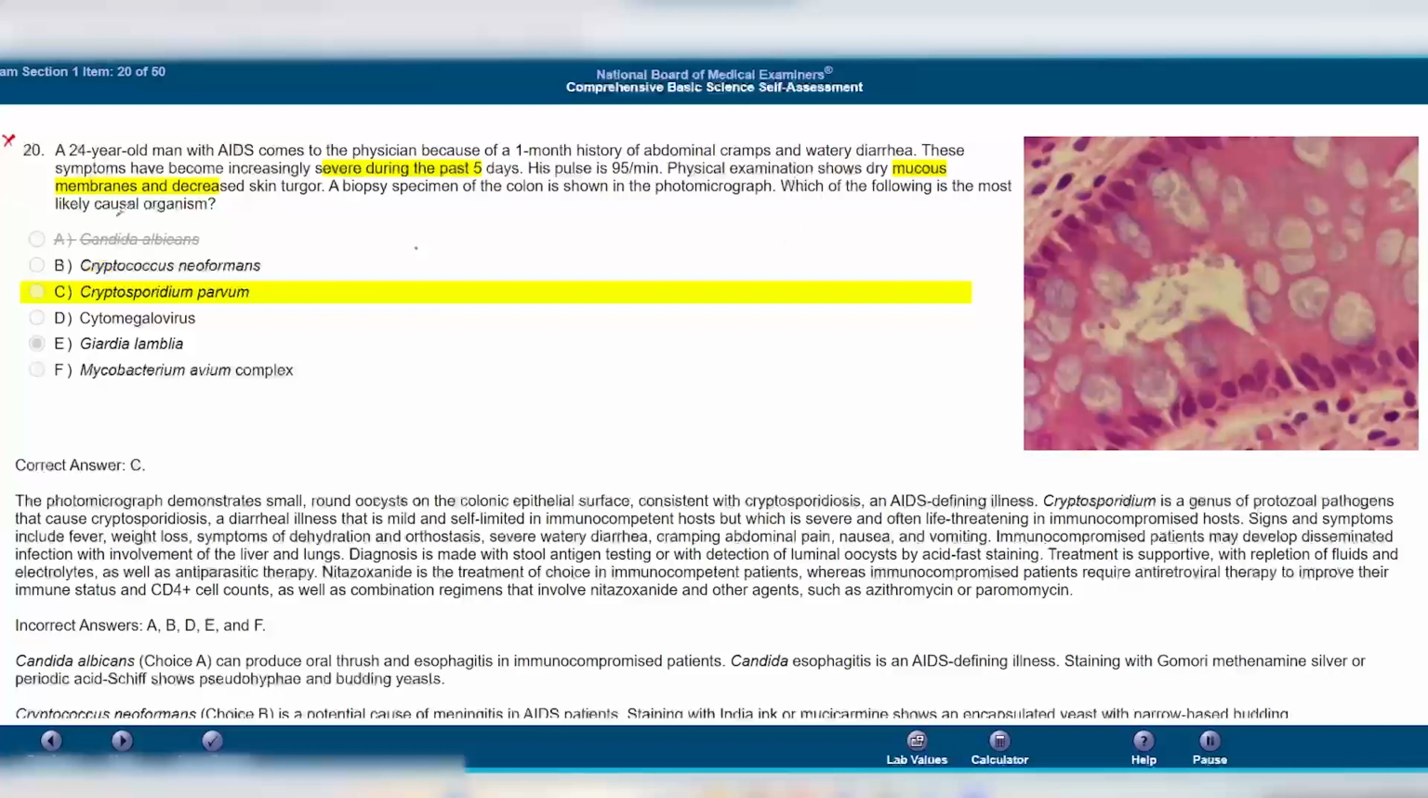So starting again, which of the following is the most likely causal organism? You know this is a micro question right off the bat. A 24-year-old young male with AIDS comes to the physician for a 1 month history of abdominal cramps and watery diarrhea. These symptoms have become more severe during the last 5 days. Pulse ox is fine. He is dry, obviously, if you're having diarrhea, and then you have this specimen of the colon. Now my question for you is, let's imagine that this doesn't exist. Can you answer this question?